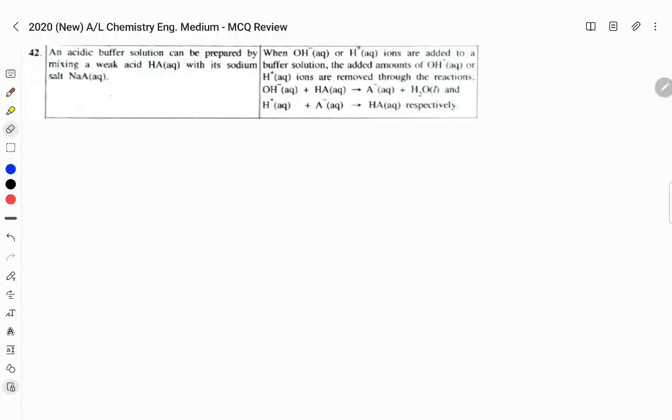Question number 42, the first statement. An acidic buffer solution can be prepared by mixing a weak acid with its sodium salt. This is a correct statement because what is a buffer?